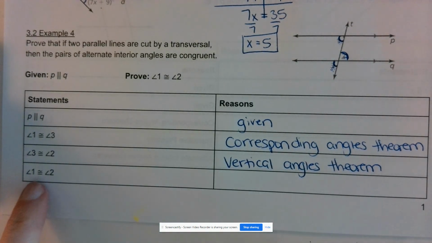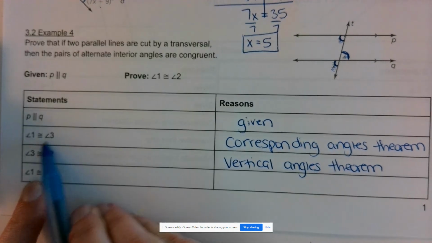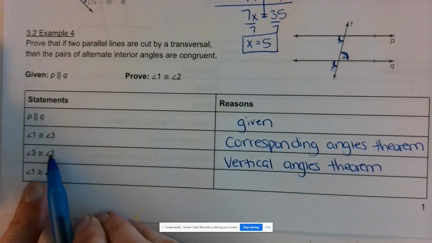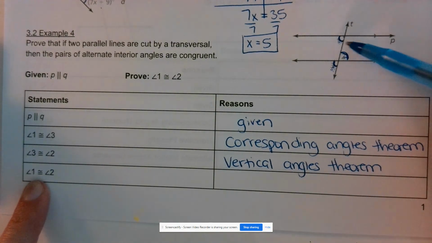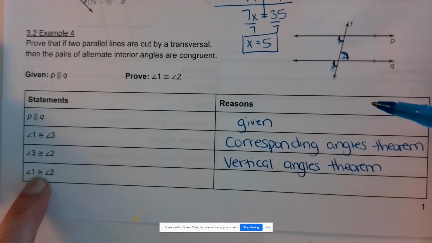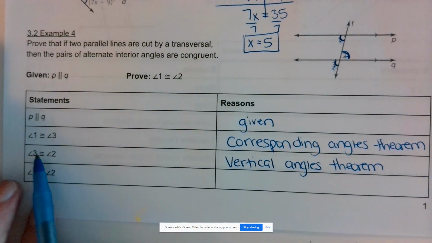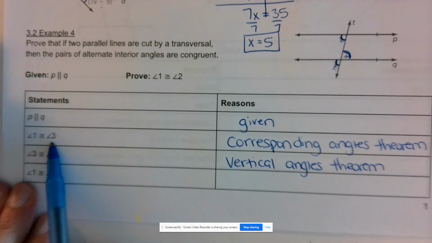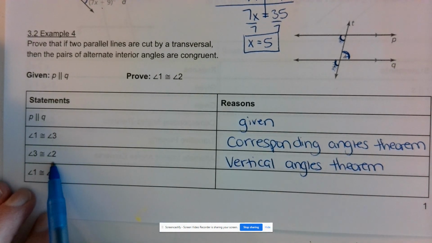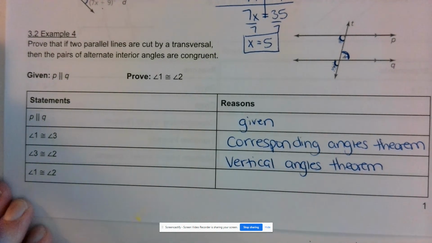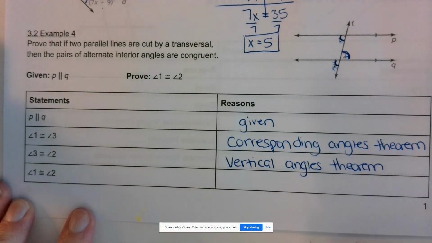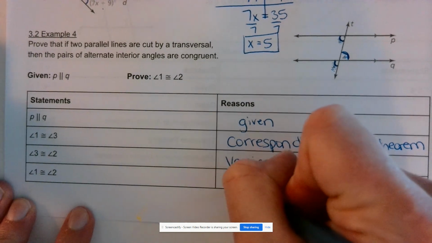So now, finally, we can see that because angle 3 is congruent to both 1 and 2, that 1 and 2 also have to be congruent to each other. So this is that if-then statement. If angle 1 is congruent to angle 3 and angle 3 is congruent to angle 2, then angle 1 must also be congruent to angle 2. That is the transitive property we're using.